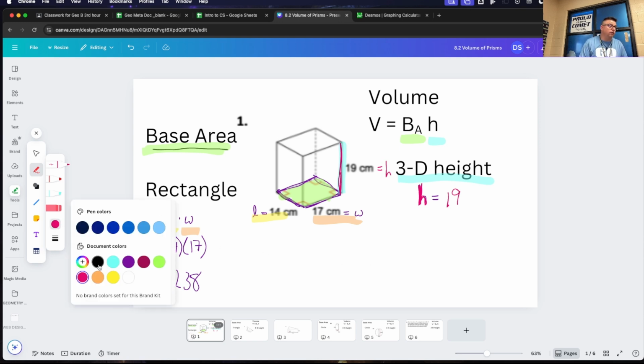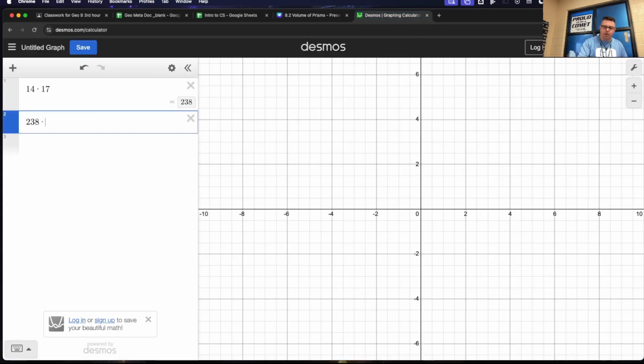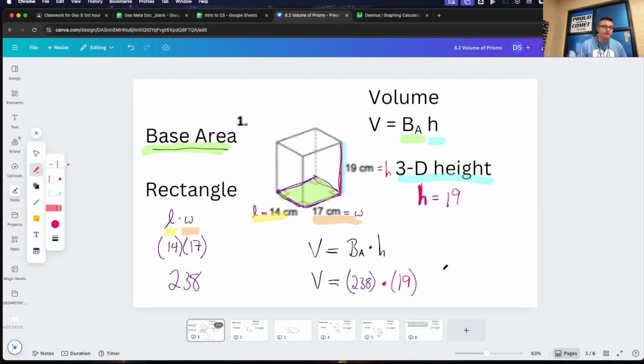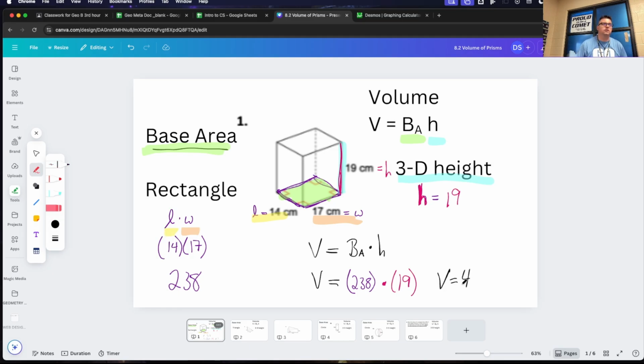Now, if you are looking for the volume, it is the base area times the height. So my volume is going to be my base area of 238, and I'm going to multiply it by my 3-dimensional height, which is 19. So I'll take that 238 I got before, times 19, and I should get 4,522. So my volume is going to equal 4,522.